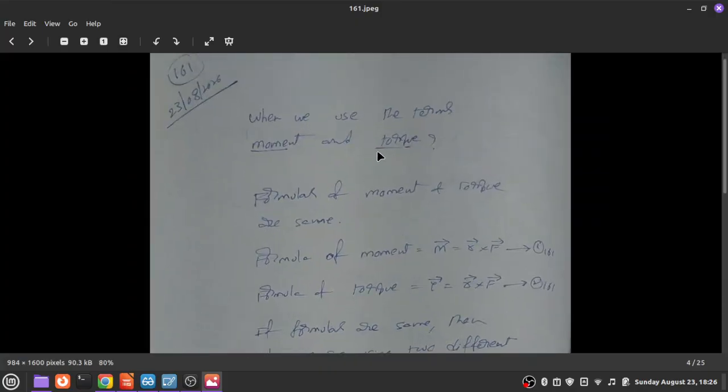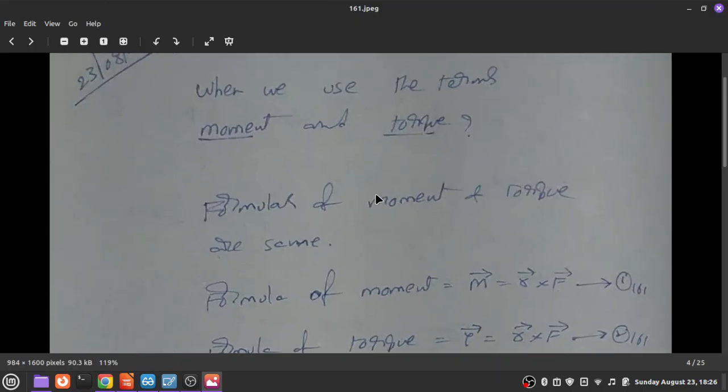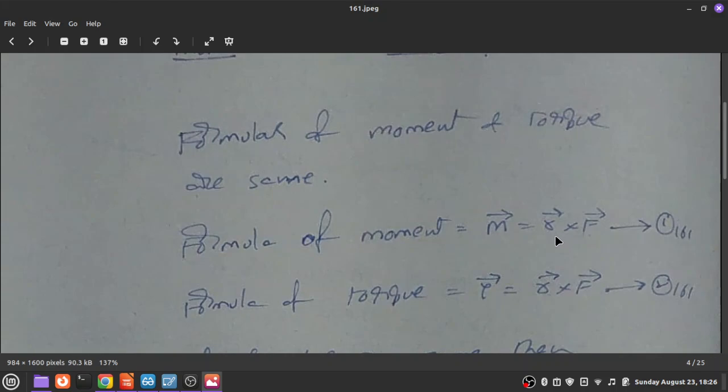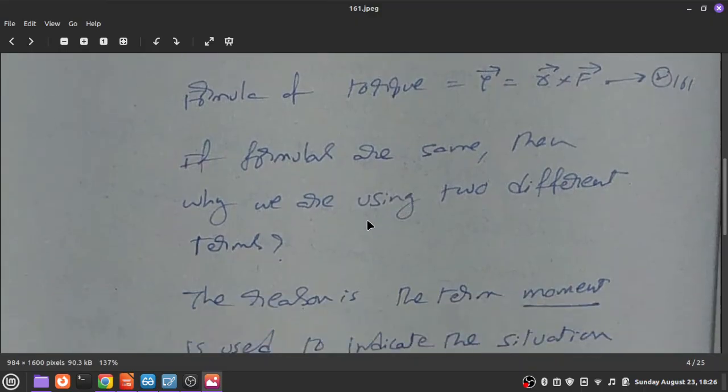Okay, why do we use the terms moment and torque? There is also another word, torque. Torque is related to rotational mechanics, and moment is also related to rotational mechanics. Why are we introducing two terms like moment and torque, even though the formulas of torque and moment are the same? Remember that. The formula for moment is defined as M bar equals r bar cross F bar. The torque is also defined as r bar cross F bar. Then why are we introducing two concepts, moment and torque, in rotational mechanics? If the formulas are the same, then why are we using two different terms?